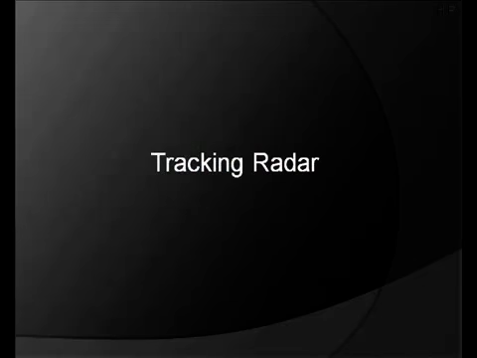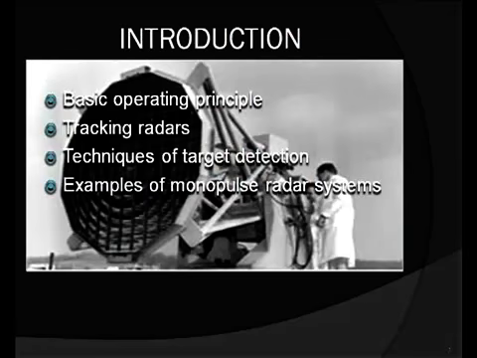In today's class, we are going to discuss a variant of a standard radar which is used to continuously observe the locations of an incoming target, that is a tracking radar. So, in this class, we shall see what is the basic operating principle of a tracking radar, what are the types of radars available, what are the techniques used to improve the target detection, and some examples of tracking radars.